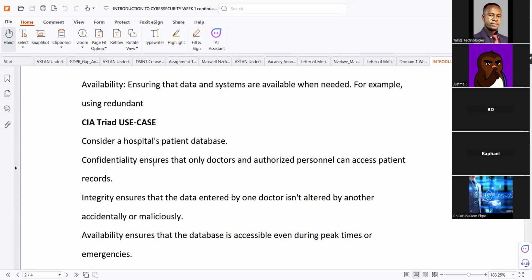So consider a hospital patient's database. Confidentiality ensures that only doctors and authorized personnel can access patients' records. Integrity ensures that data entered by one doctor isn't altered by anybody, accidentally or maliciously. And availability ensures that the database is accessible even during peak time, off time, or emergency, when it is needed.